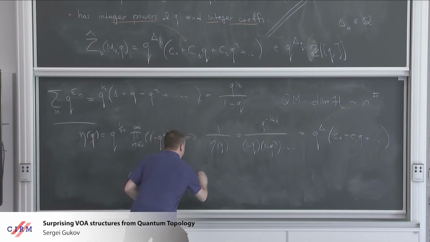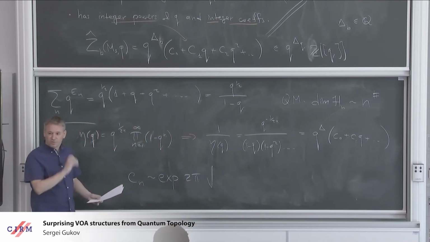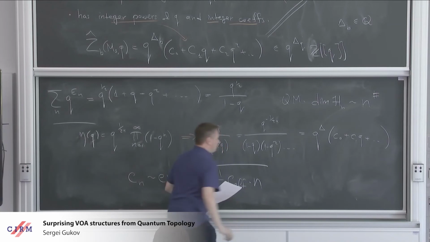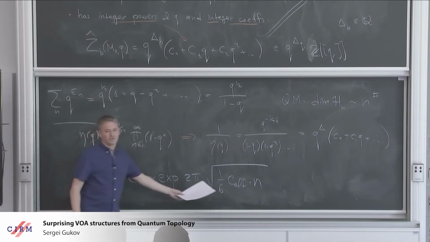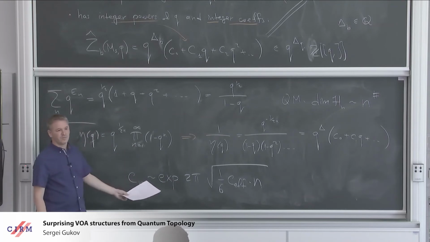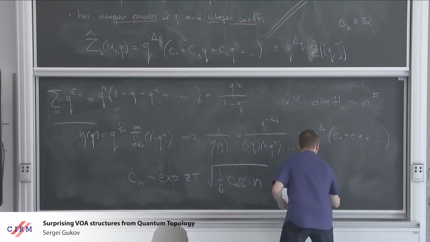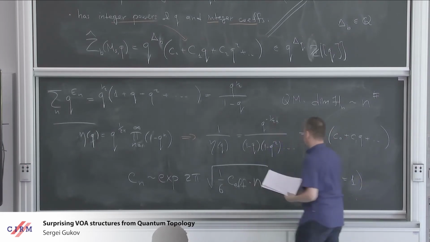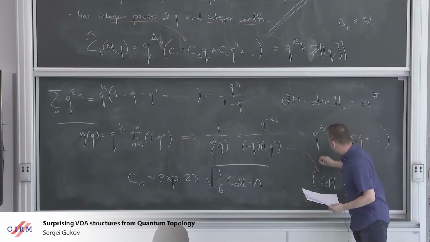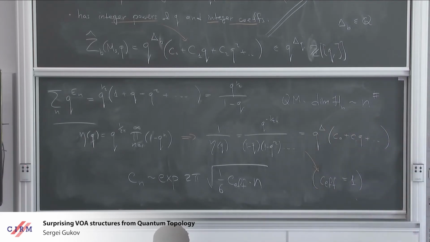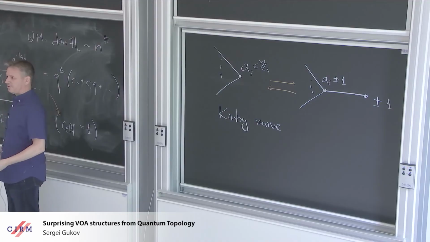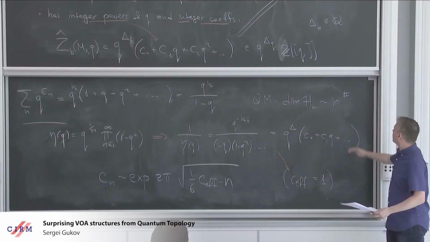Exponential of 2 pi, and then there is square root of n. And usually we call coefficient of that square root of n 1 over 6, and then C effective, which in VOA or CFT literature is called effective central charge. In this case of eta function, it's going to be equal to 1. So C effective is equal to 1 here for this example. But in general, in any unitary VOA, you can prove that this is exactly the growth of coefficients of its characters, which is much faster than this power law.